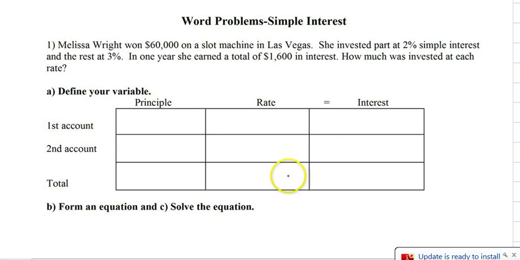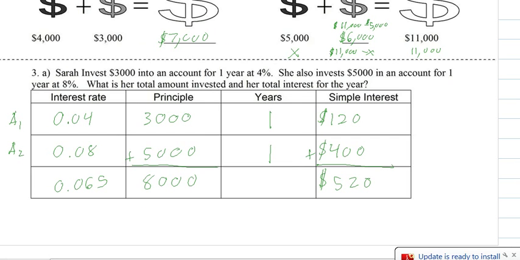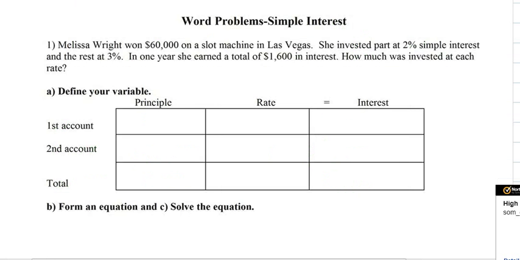We have our principal, our rate, and that equals interest, because that's what we were doing to make simple interest. You multiply the interest rate by the principal, it tells you how much interest there is, and you do it for each, and then you can add them up. So that's what we're going to do.